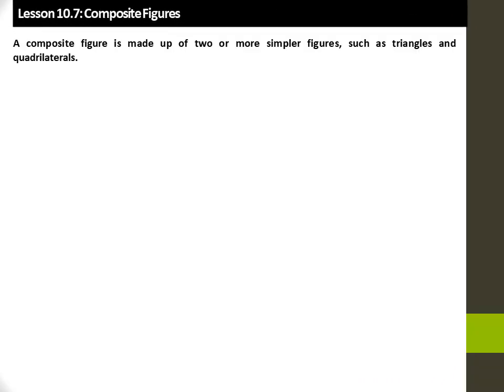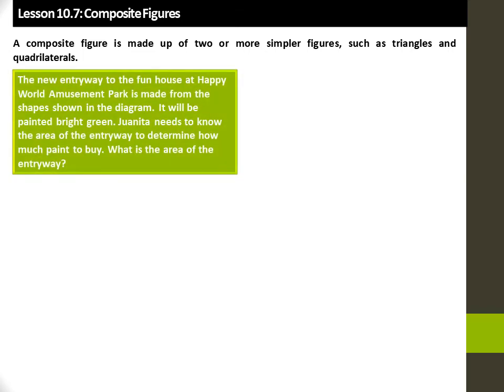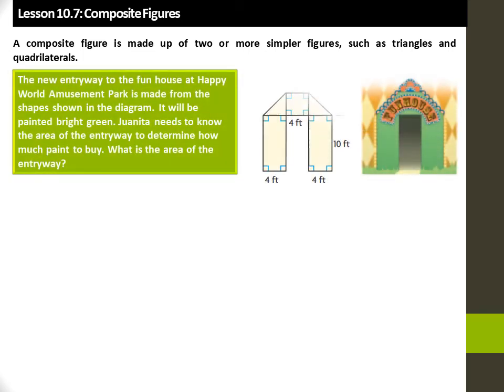Composite figures. A composite figure is made up of 2 or more simpler figures, such as triangles and quadrilaterals. The new entryway to the funhouse at Happy World Amusement Park is made from the shapes shown in the diagram. It will be painted bright green. Juanita needs to know the area of the entryway to determine how much paint to buy. What is the area of the entryway?